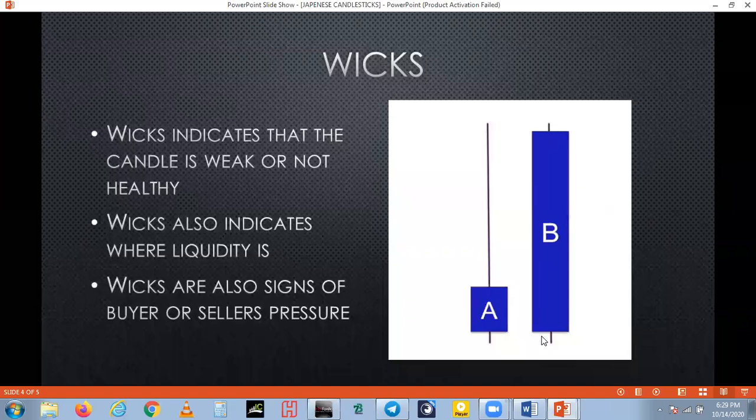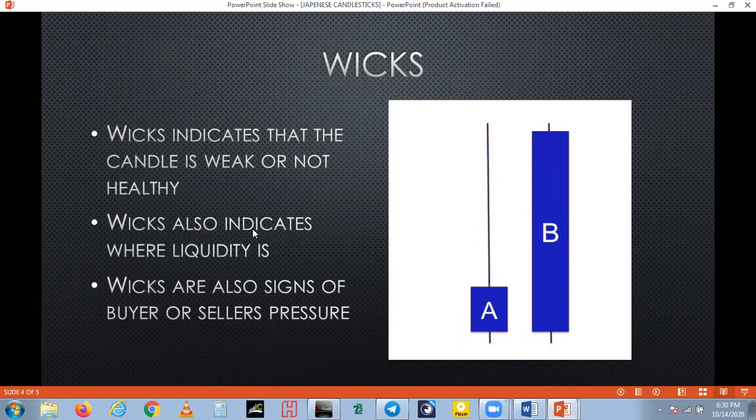What do I mean? It went up. There were not too many sellers, just a few sellers, and here just a few buyers. Okay, we are running out of time. And here just a few sellers and a few buyers. So this is a healthy candle. This candle is not healthy.